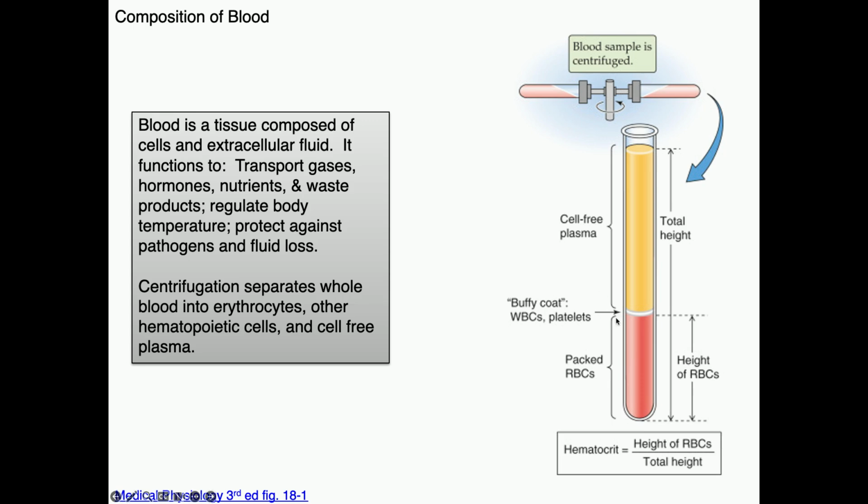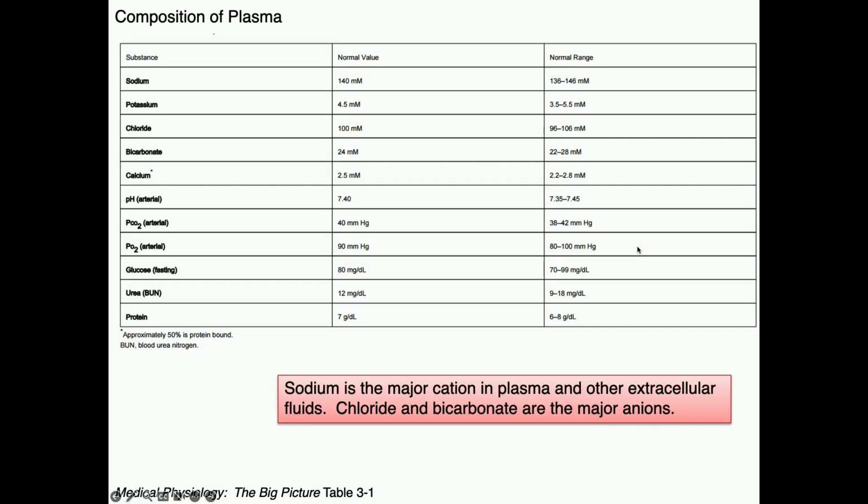Okay, so looking at that plasma or serum and looking at the ionic composition of it, or the electrolyte composition of it. So sodium, that's going to be the major cation in plasma. And then chloride and bicarbonate, these are the two major anions.